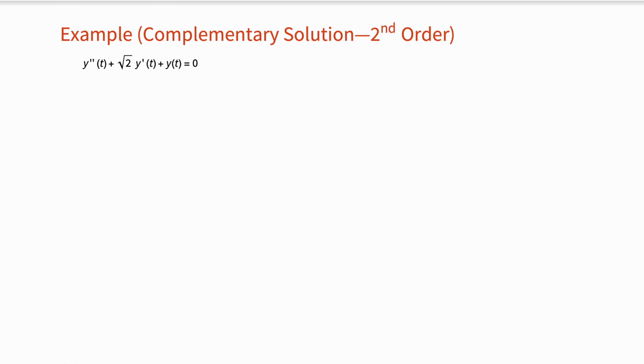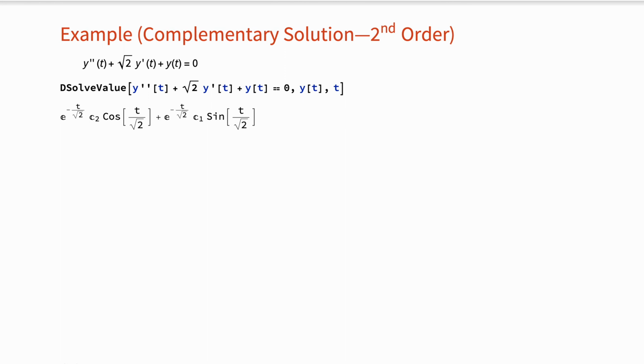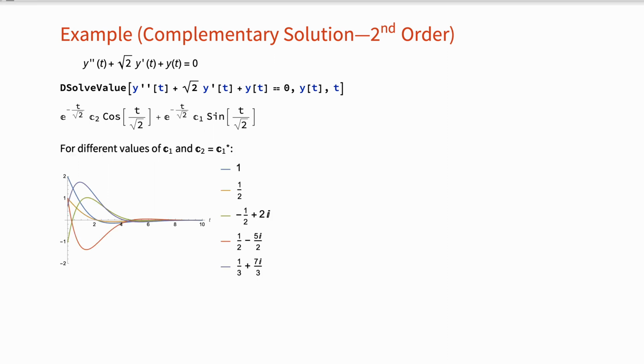Let's now consider this equation. This is a second-order differential equation. Again, we want to find the complementary solution. We can solve this equation with the Wolfram Language and find the solution. Assuming C1 and C2 are both equal to 1, this plot shows how the solution changes over time. We can also look at the plot for more values of C1. As you see, we have some oscillation in the beginning, and then the solution goes to 0.